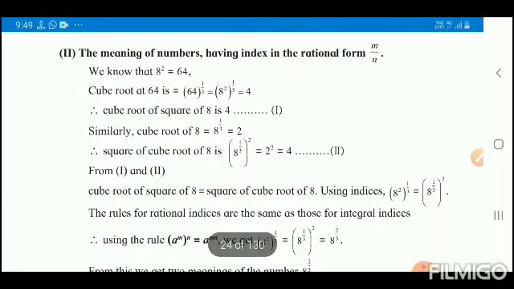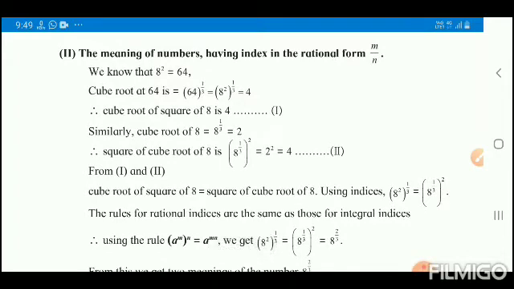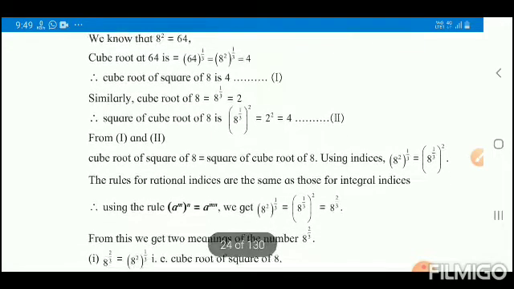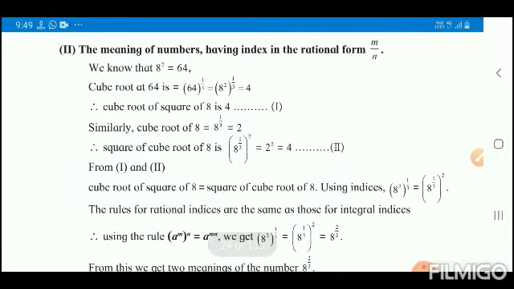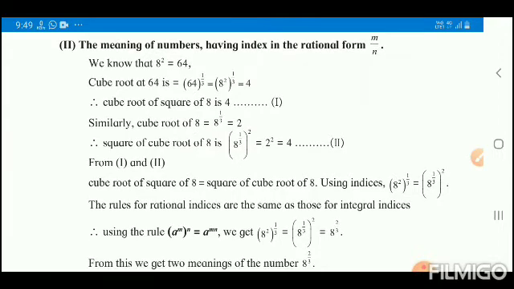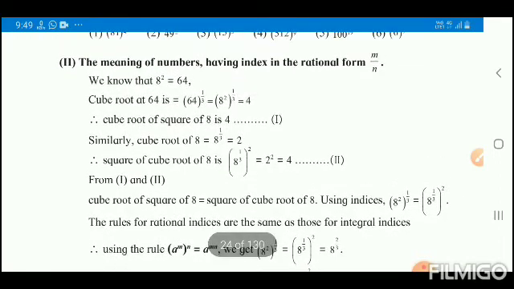Now next we will see the second point, that is the meaning of numbers having index in rational form. You know the numbers we can write in rational form as m upon n, or a fraction. We know that 8 squared is equal to 64. The cube root of 64 is 4, that also you know. So here look, 64 raised to 1 upon 3 is equal to, you can write, 8 squared raised to 1 upon 3 is equal to 4. Look here what we did. Just this 64.